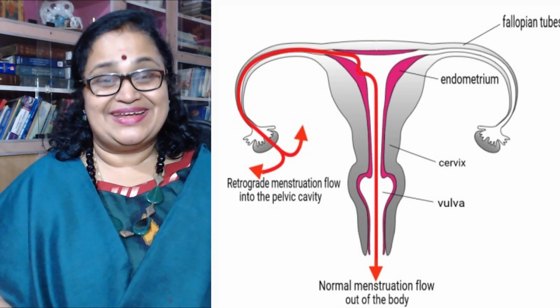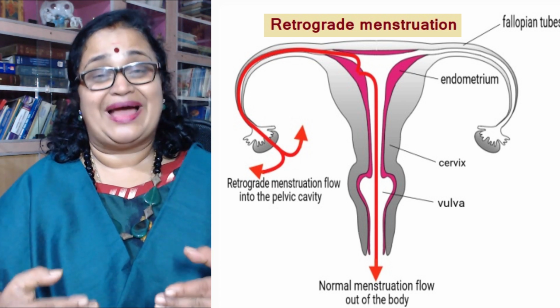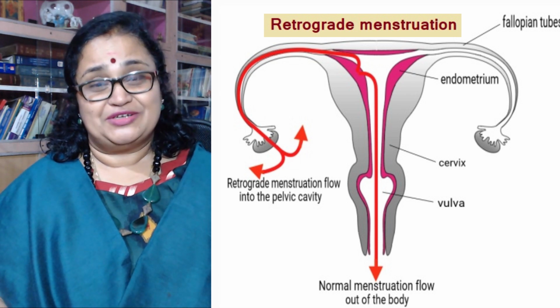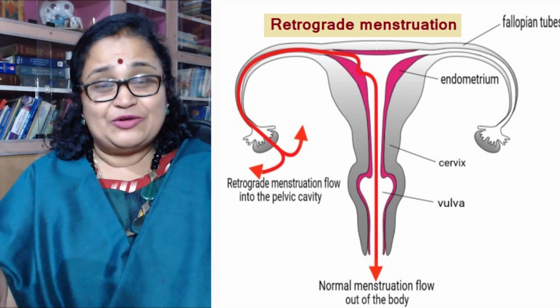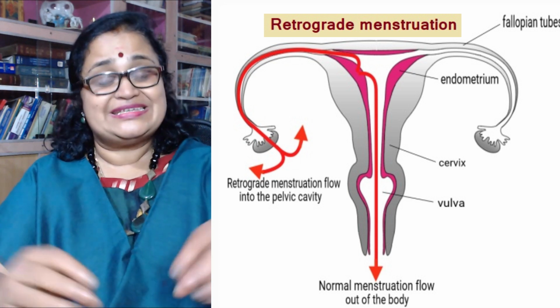The third theory that's being postulated is Sampson's theory of retrograde menstruation. According to this theory, as shown in this figure, in addition to the flow of this endometrial tissue and blood outside through the vagina during menstruation, some endometrial tissues may travel up via the fallopian tubes into the pelvic cavity, get spilled there and get deposited in various areas, which then start to grow and behave like the regular endometrium. However, this theory doesn't hold good many a time.